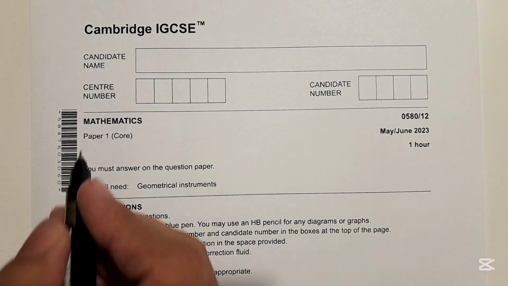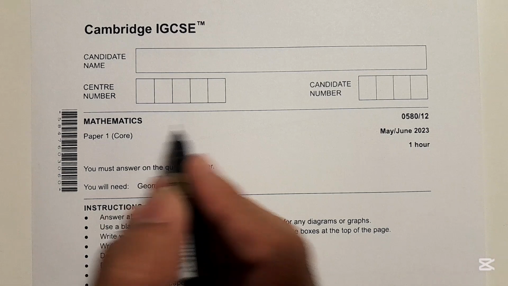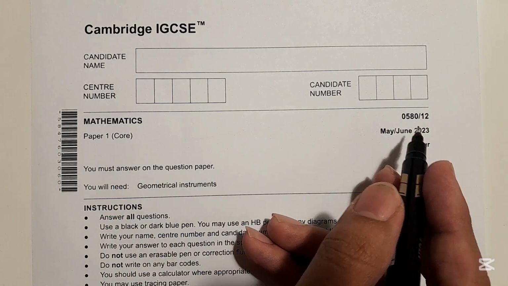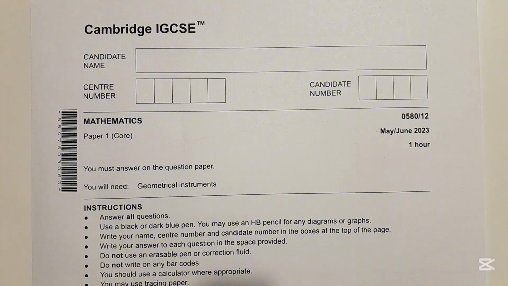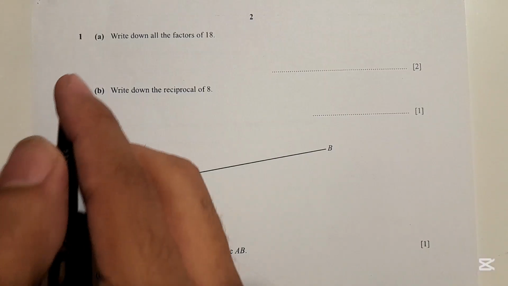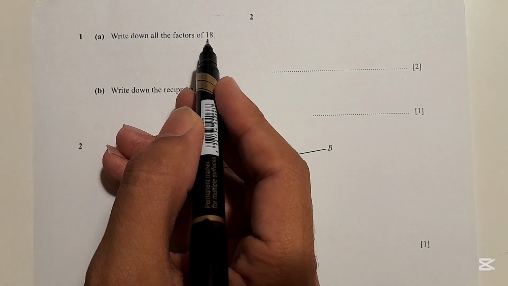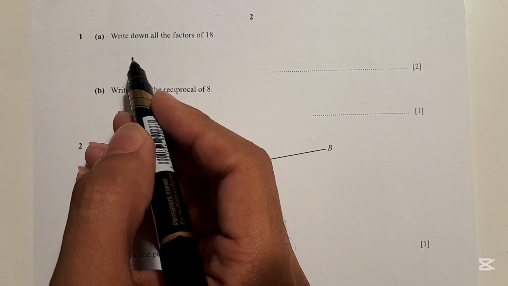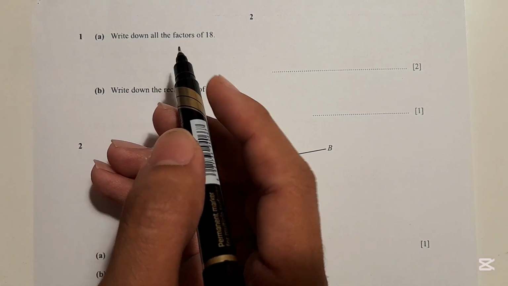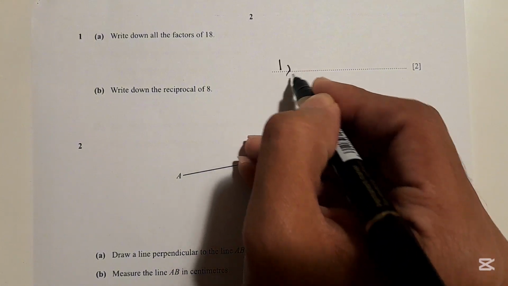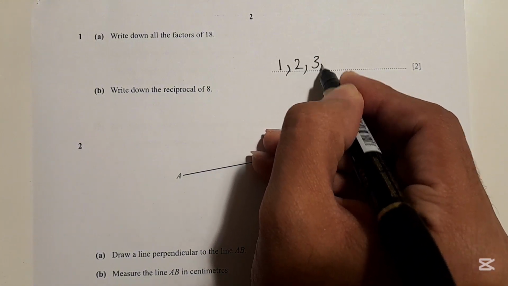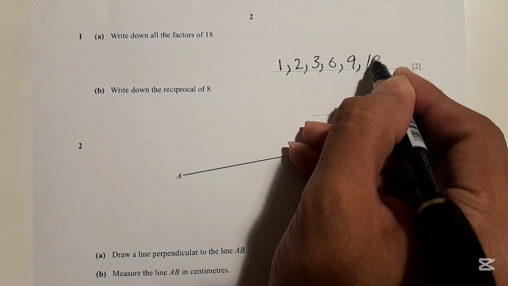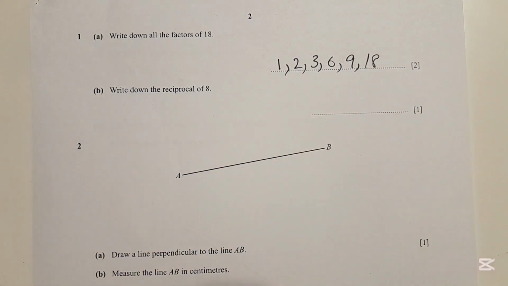So today I'll be explaining Mathematics Paper 1, Code 0580, Paper 12, May June 2023. Let's start with the first question. Question 1, Part A states write down all the factors of 18. So factors means the numbers that will be multiplied with another number to form 18. So it will be 1, 2, 3, 6, 9, and 18. These are the factors of 18.